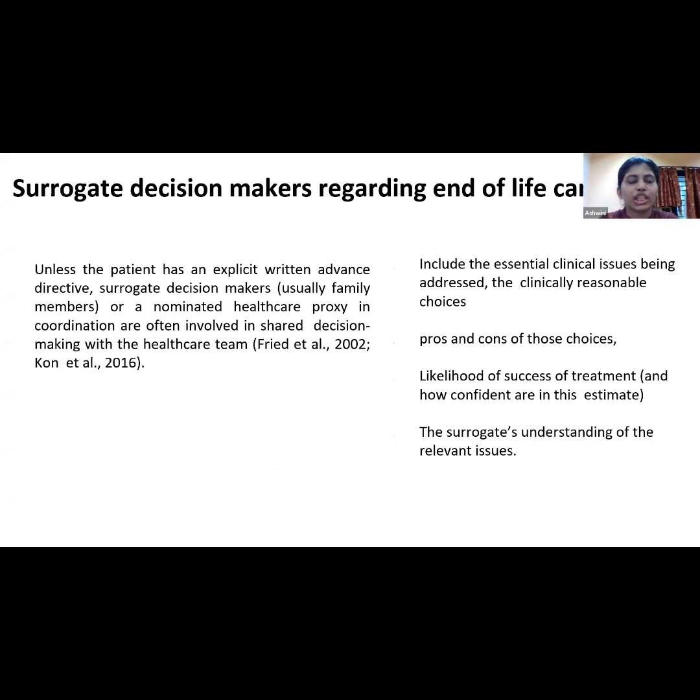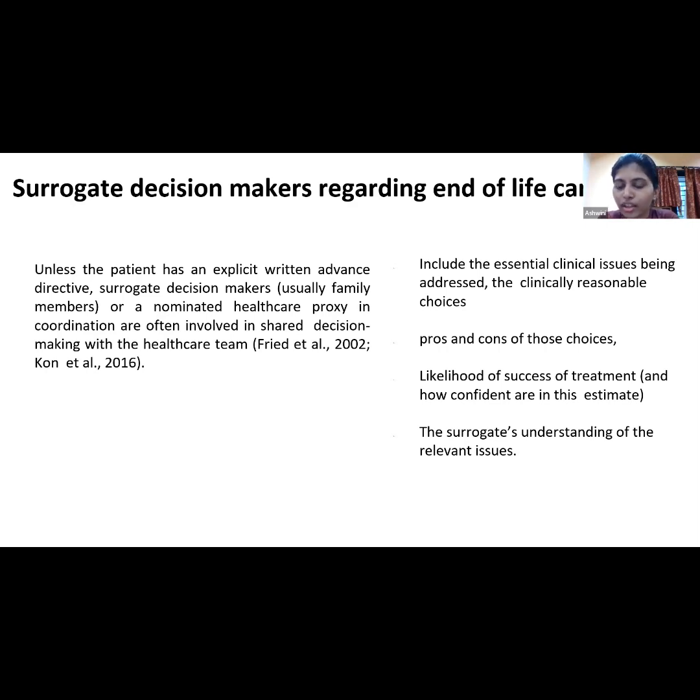Unless the patient has an explicit written advance directive, surrogate decision makers, usually family members or a nominated healthcare proxy, are often involved in shared decision-making with the healthcare team. The decision-making includes the essential clinical issues being addressed and the clinically reasonable choices. The pros and cons of those choices have to be explained. The likelihood of success of treatment and how confident you are in this estimate has to be explained.